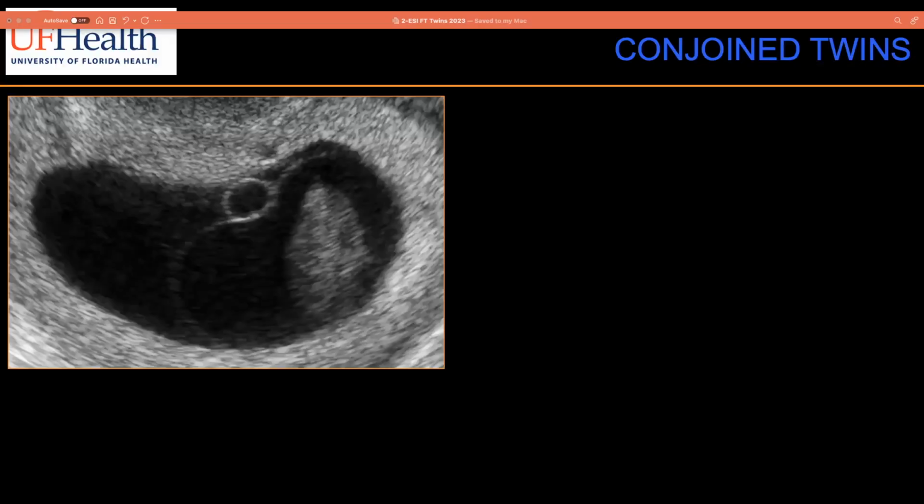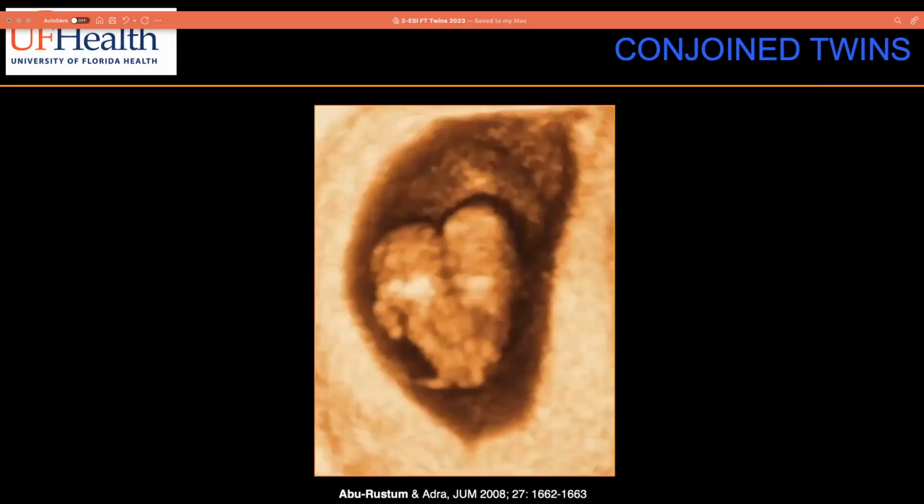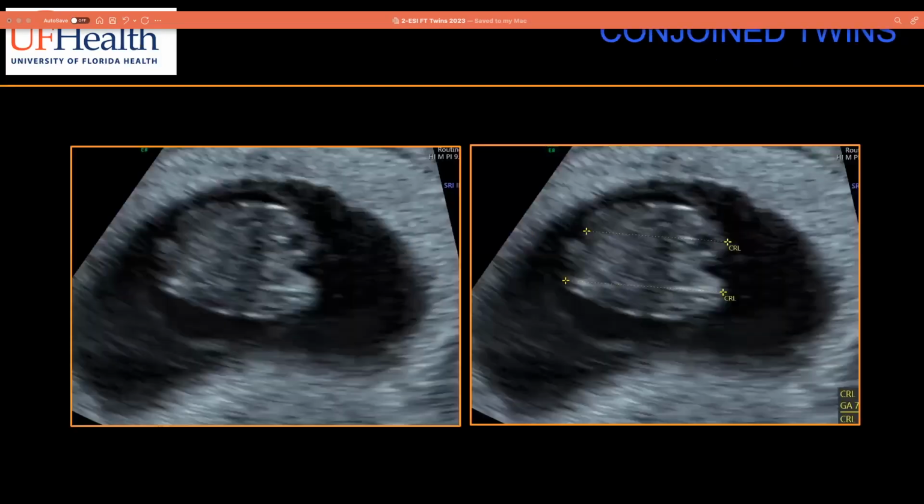Here is another case that presented with a missed AB very early on, less than 10 weeks, and there was a mass noted next to the head of the baby, and using 3D ultrasound, we were able to show that these were in fact conjoined twins, and so these would be more challenging to pick up.